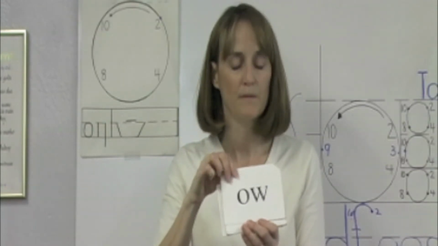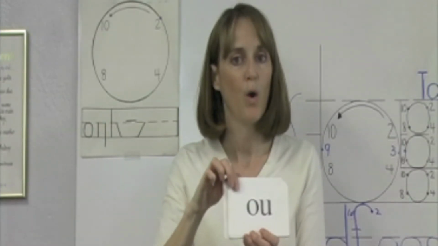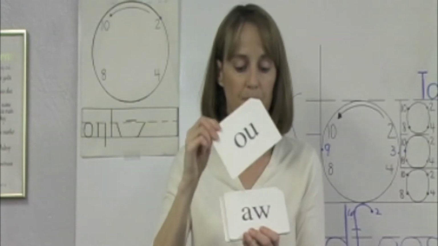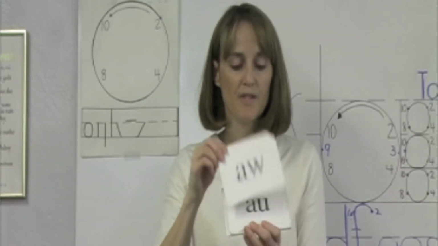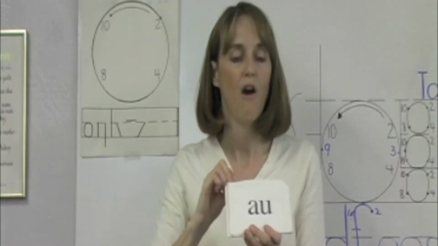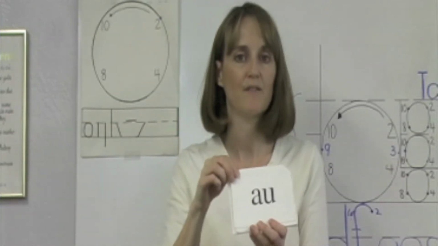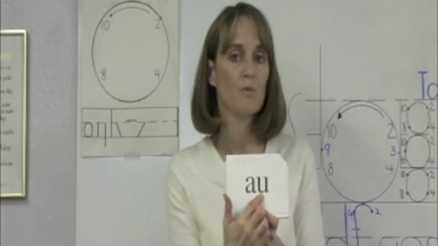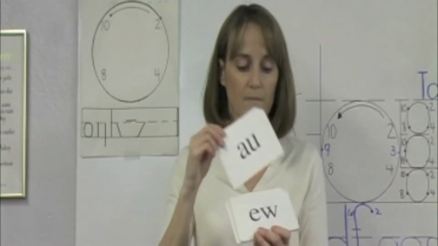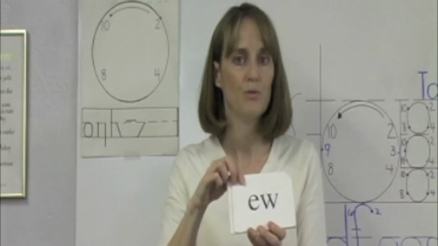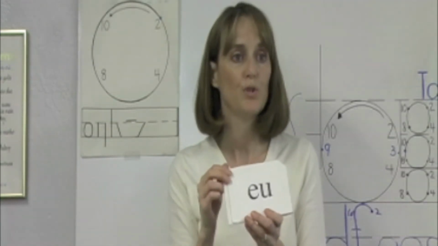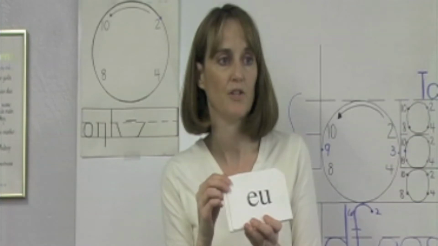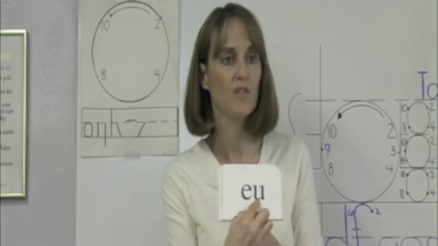Ow, O. Ow, O, oo, ow that we do use at the end of English words. These are the partners. Ou that we do not use at the end of English words. Why not? English words do not end with U. Oo, U that we do use at the end of English words. Oo, U that we do not use at the end of English words. Why not? English words do not end with U.